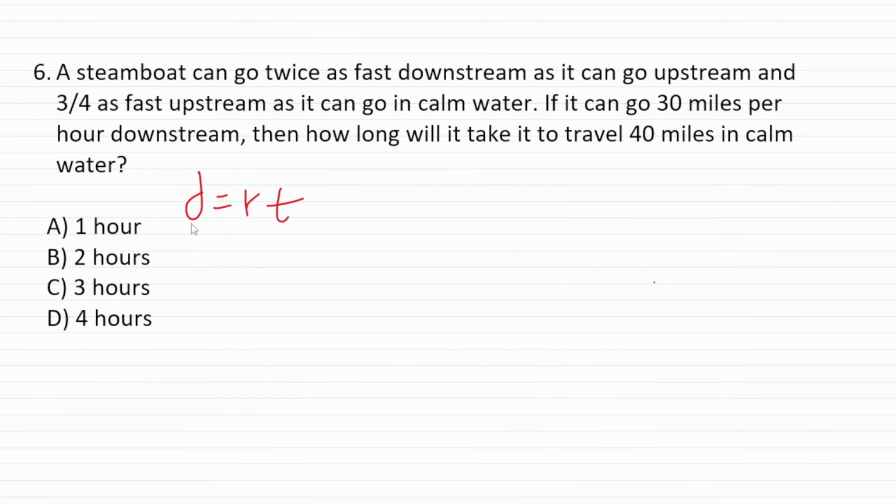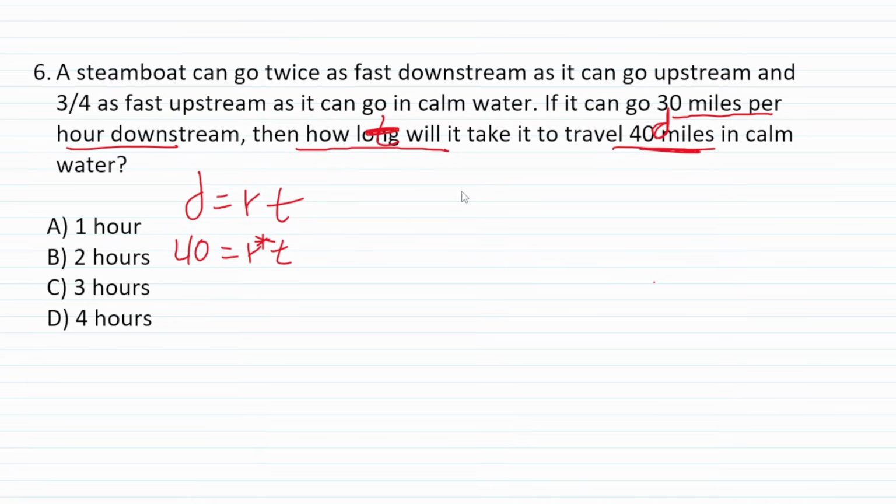Again, the distance formula says distance equals rate times time. Specifically, if we look at the last part of this question, it says how long? How long is t? So we're going to be solving for t. Will it take to travel 40 miles? 40 miles is distance. All right, so we know d is going to be 40. We know we're solving for t, but that said, we're not given the rate in this problem explicitly. We're told its rate as it goes downstream, that is 30 miles per hour downstream, but we've got to figure out what its rate is in calm water.